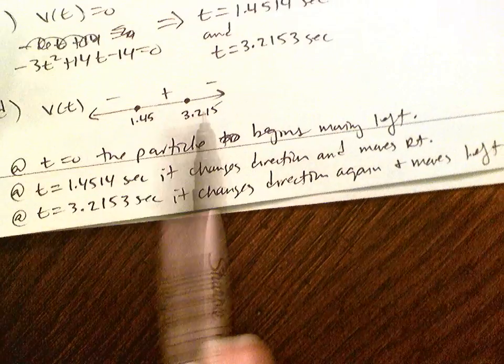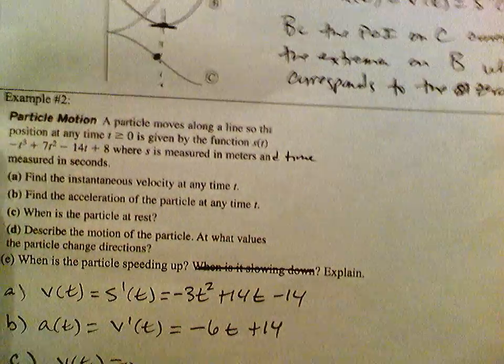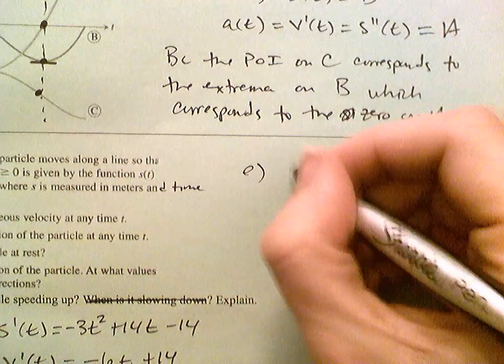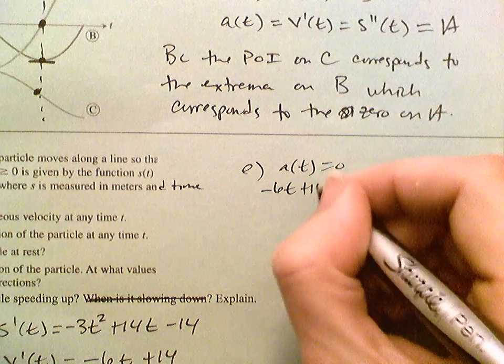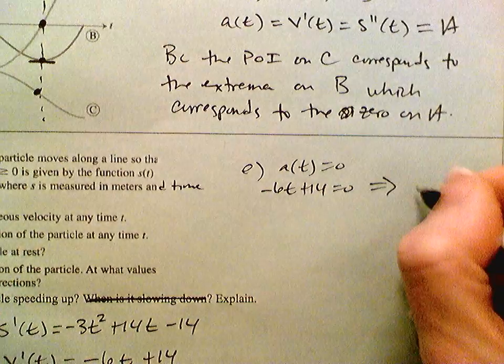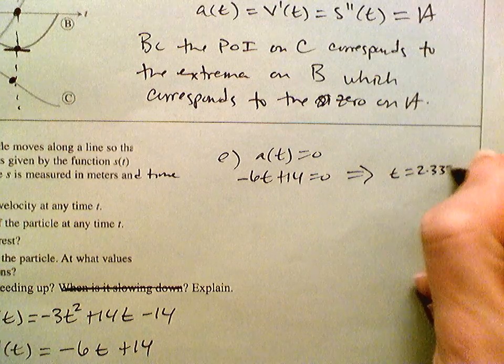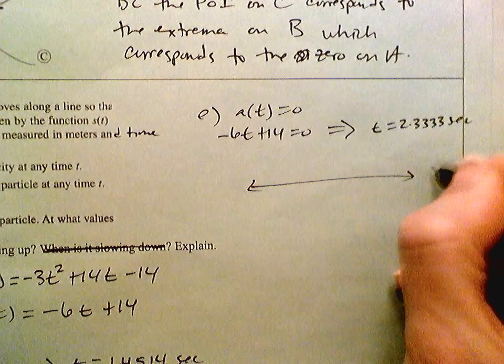All right, I've already got a number line for my velocity graph. So I already know where velocity is negative or positive. Now I have to find out where acceleration is negative or positive and compare it with velocity. So I'll do part E up here. I'll take my acceleration, set it equal to 0. Okay, and when I do that, I get t equals 2.3333 seconds.